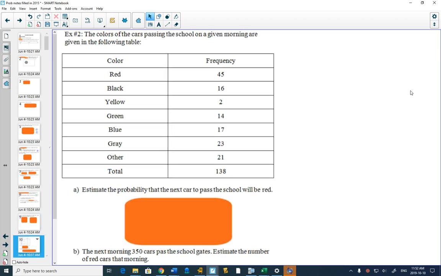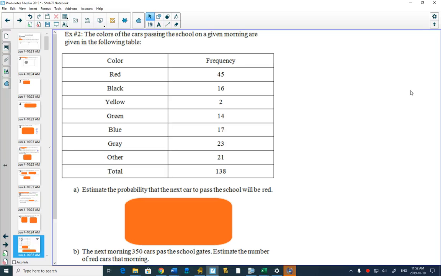Example number 2. So you are sitting in the front corner of the school, supposed to be doing your math lab for Friday, but you're bored, so you start counting cars that drive past the school. And there happens to be 45 red cars come by, 16 black cars, 2 yellow cars, 14 green, 17 blue, 23 gray, 21 colors that you did not know, so you just put them under other, for a total of 138 cars.